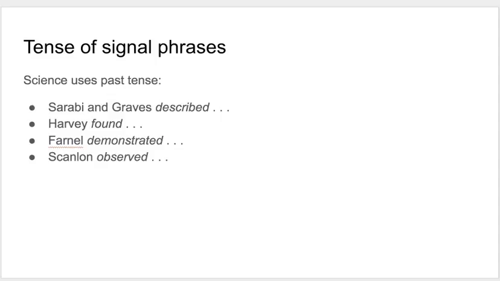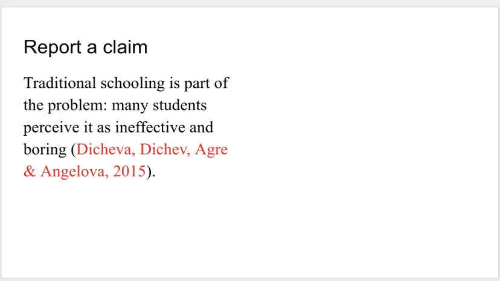So here's an example where you're using the past tense. So in science, you tend to use this. Sorabi and Graves described, Harvey found, Farnell demonstrated, Scanlon observed. If you're reporting a claim, here's an example. Traditional schooling is part of the problem. Many students perceive it as ineffective and boring, and we're attributing that statement to the people who wrote that article.